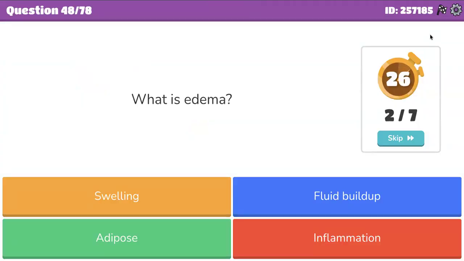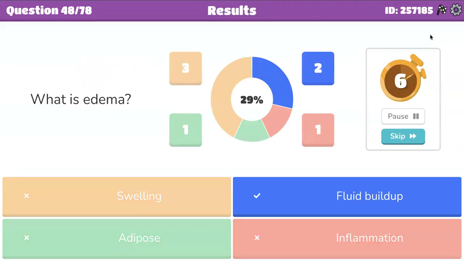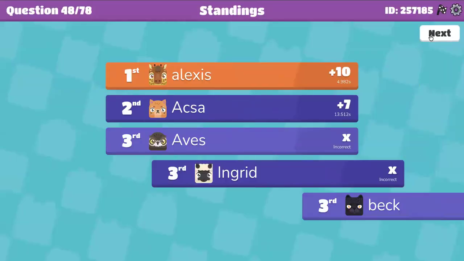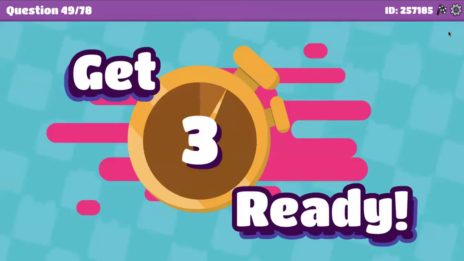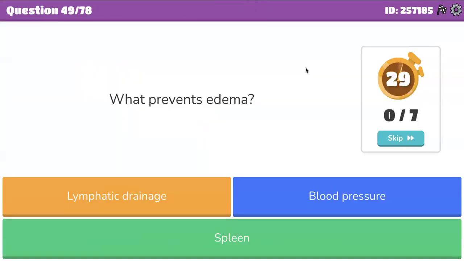What is edema? Because it's already been processed and in our body. It is fluid buildup. It's not swelling or inflammation because usually that happens when there's an infection. And so it is just fluid. It's not causing any redness or inflammation.